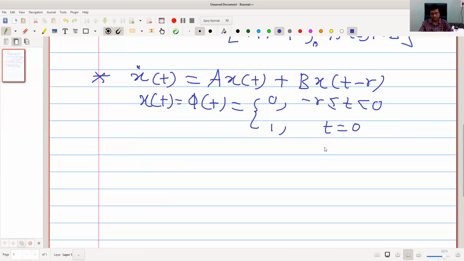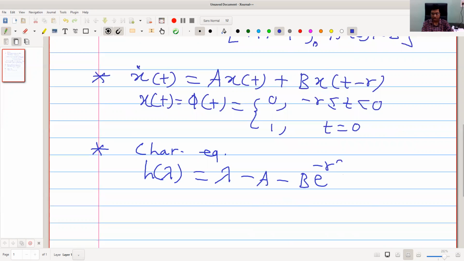We have seen the concept of fundamental solution. For that we need the characteristic equation. So what is the characteristic equation for the homogeneous problem? It is h of lambda, sorry, h of lambda equal to lambda minus a minus b e raised to minus r lambda. Okay.